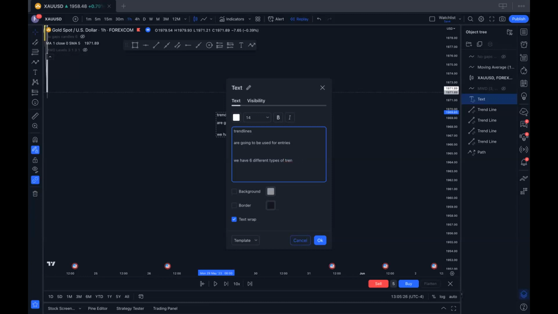I mean, it's literally, I can't even spell trend lines. What the hell? It's autocorrect.